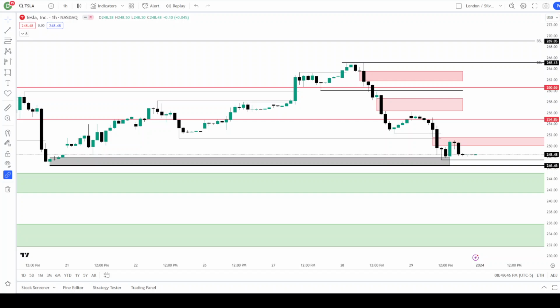This is Rustic. Today we're going to be taking a look at Tesla's chart. We're going to look at where price came from, where price ended on Friday, and where price is likely to head into the rest of the week. So I got the 1 hour chart pulled up.